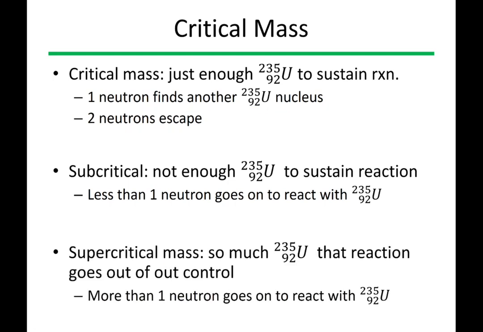Supercritical is when we have so much uranium-235 that the reaction will go out of control. So more than one of these neutrons can go on to react with another one. So we have 1 reaction occurring, we get 3 of these neutrons, and more than one of them can react with another uranium nucleus, and so we propagate and get more and more of these reactions occurring.